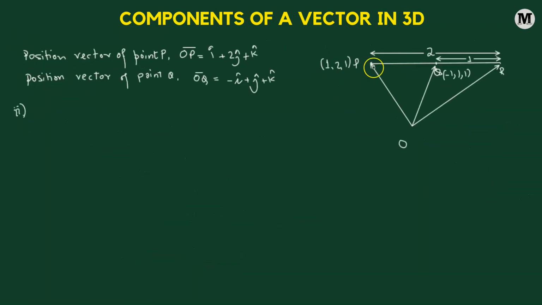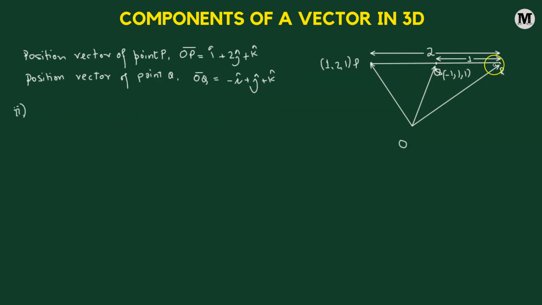Now we will go to the external section formula. Here what we have is the segment joining point P and point Q. We are extending that segment beyond Q such that it meets at the point R. Now here R is going to divide the segment joining P and Q externally in the ratio 2:1. Fine. So using this, we need to find out the position vector of point R.